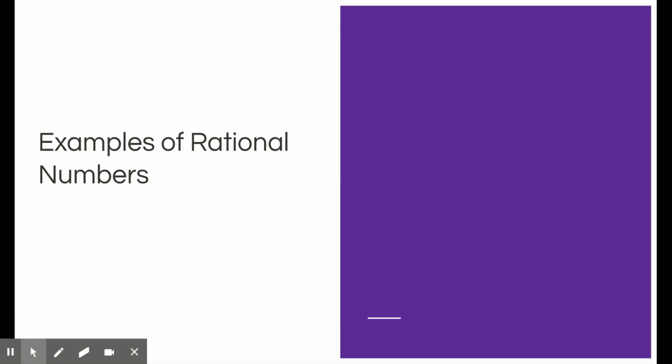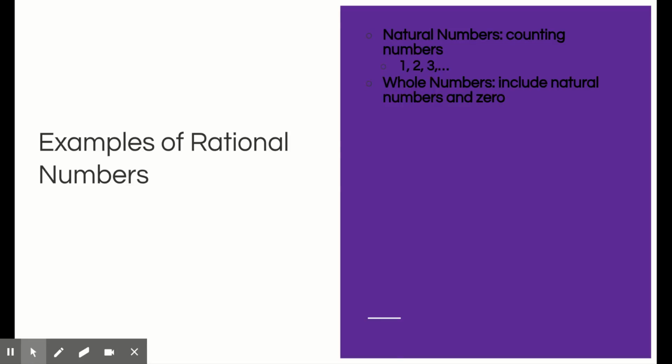So let's look at some examples of rational numbers. So we have, like we said, the natural numbers, the counting numbers, 1, 2, and 3. Whole numbers, including natural numbers, and 0. So 0, 1, 2, 3. Integers, whole numbers and their opposites, meaning positive and negative. -3, -2, -1, 0, 1, 2, and 3.